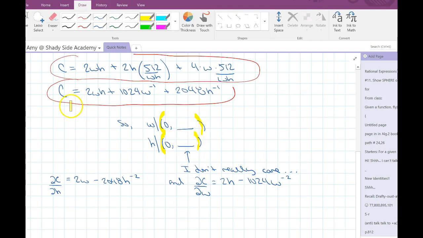Now here I took my cost function, and I took the two partial derivatives, dC by dH and dC by dW. And Oliver, this is what we were talking about in class today.